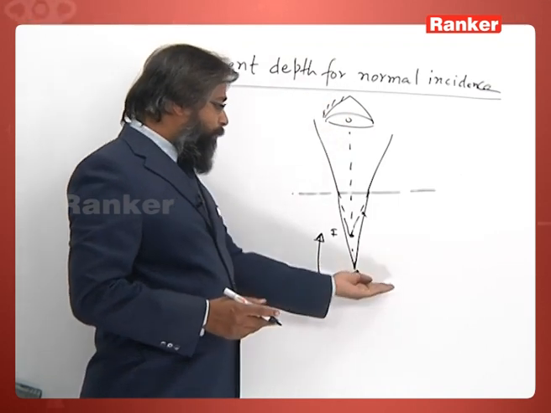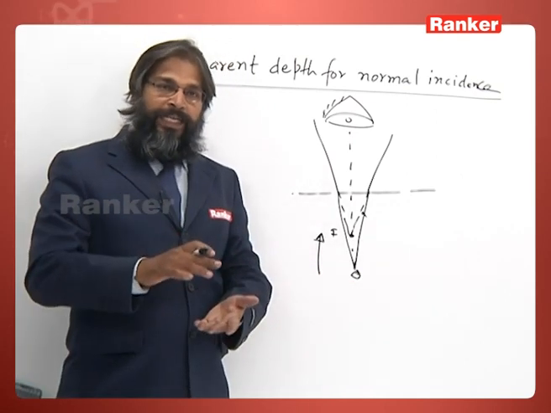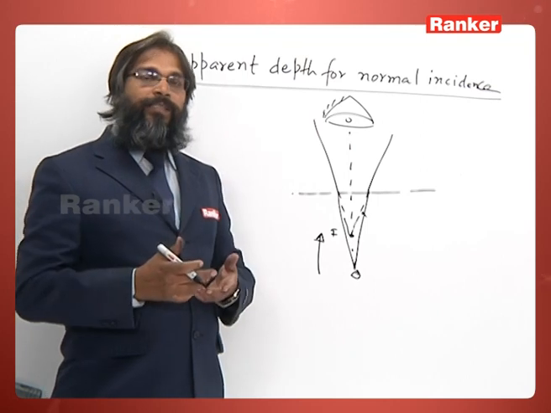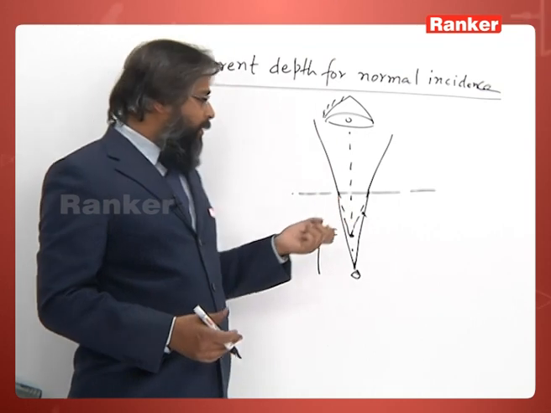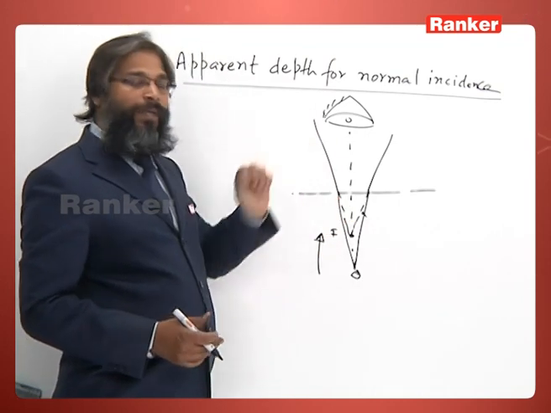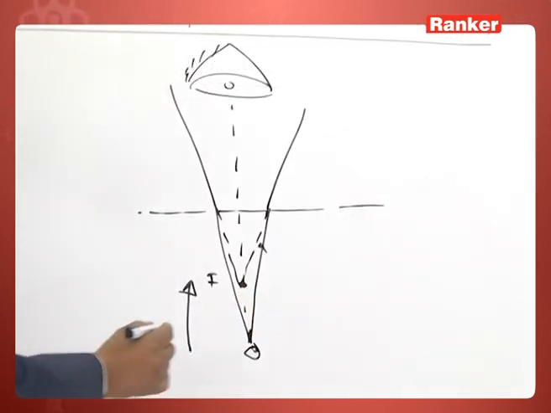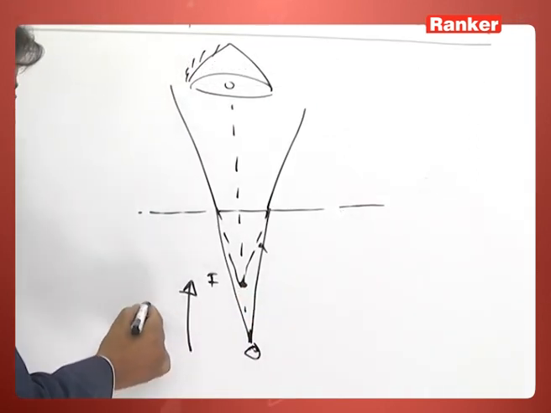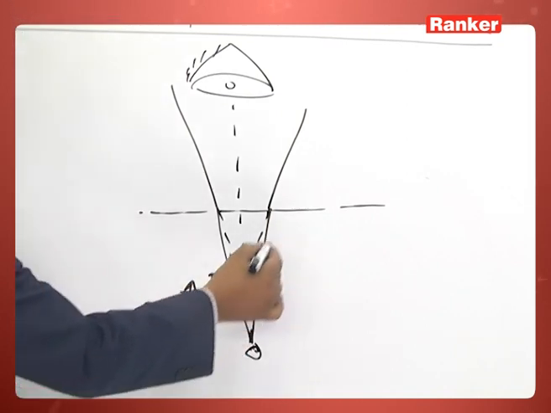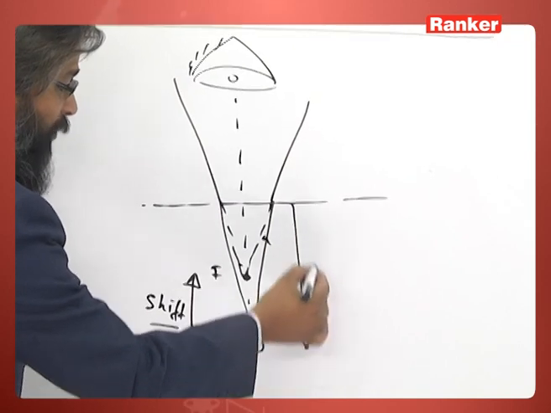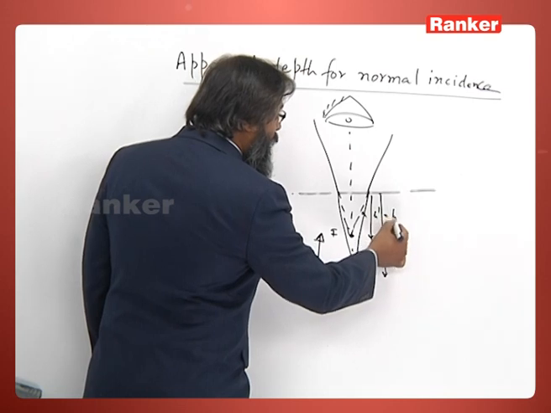So, if the bottom of an aquarium or anything is seen to be raised when we see normally, this is called apparent shift for normal incidence. Now, here we are going to calculate how much this shift is. Where is the new location of I? If this distance is h, then we will see that h dash is equal to h by mu.